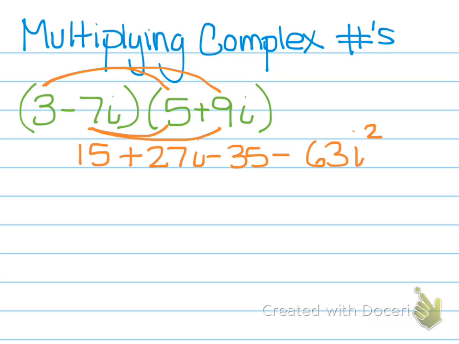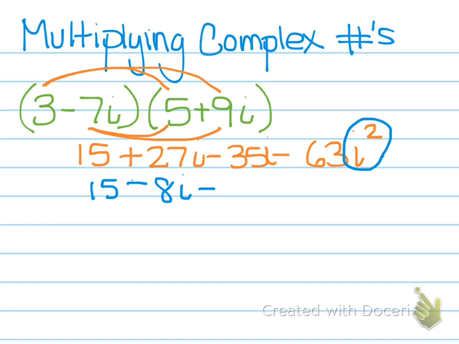We will have to change that in a second, but the first thing I'm going to do is combine those middle two terms. So positive 27 minus 35 is going to give me -8i. So now I have 15 minus 8i minus 63i squared. But what is i squared? We know that i squared is -1.